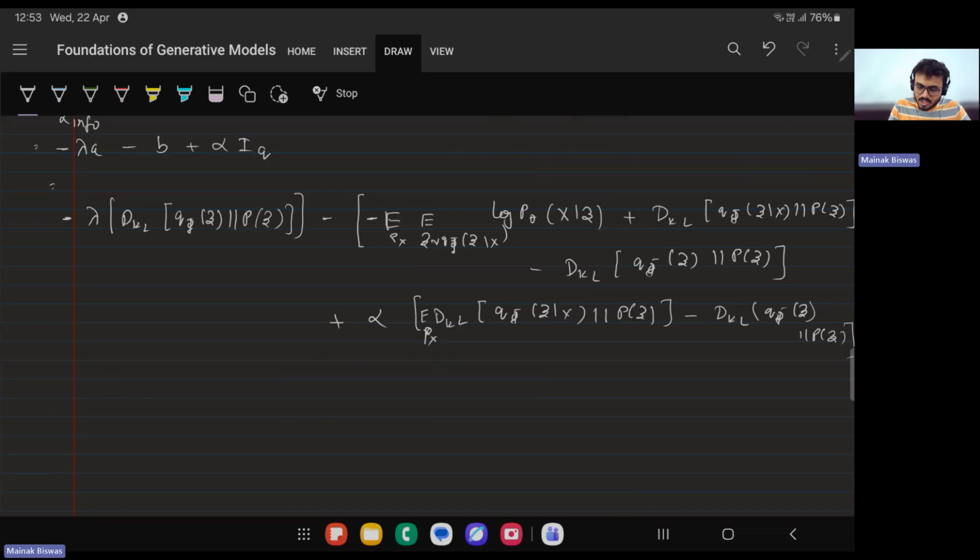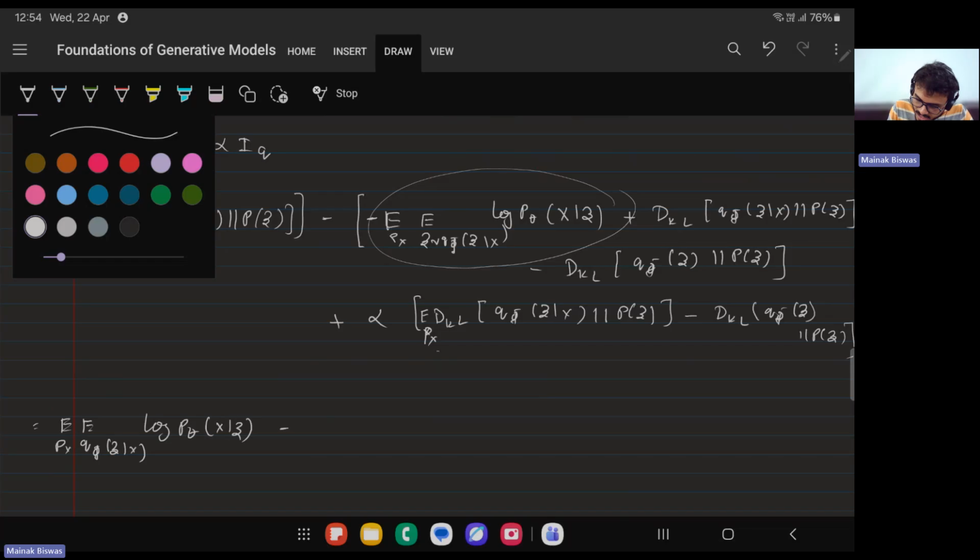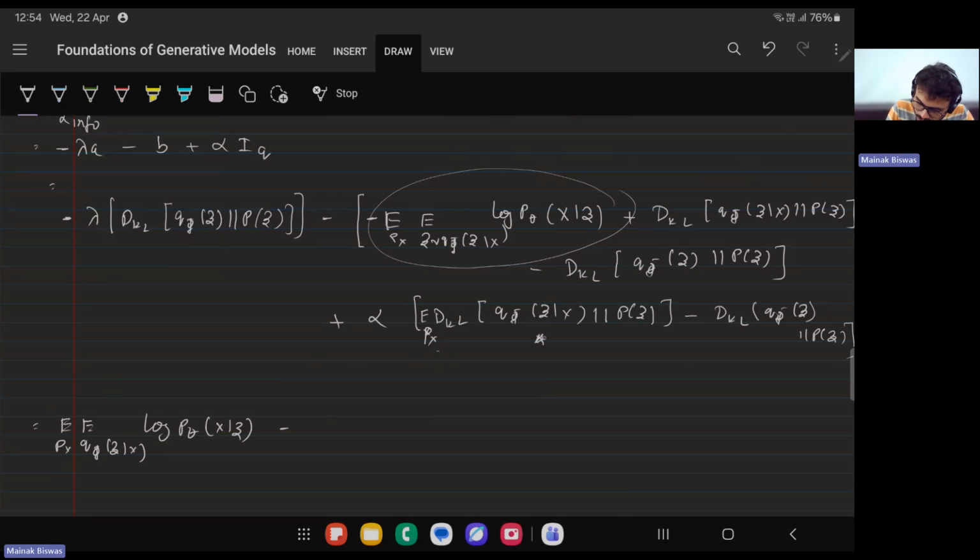So let us now collect all the terms. What do we get? We get the first term, which is this reconstruction term. We get the expected value of p of x, the expected value of q phi of z given x, almost done, of log p theta of x given z. So the first term is done. For the second term, how many terms do we have? We have this term, star, and we have another star here.